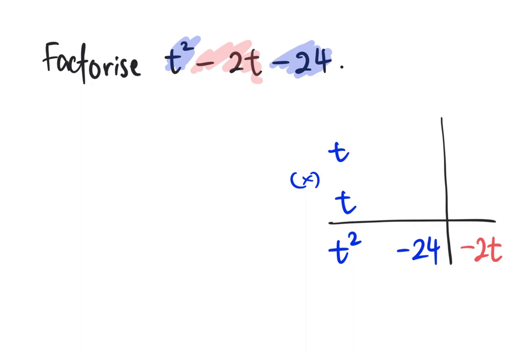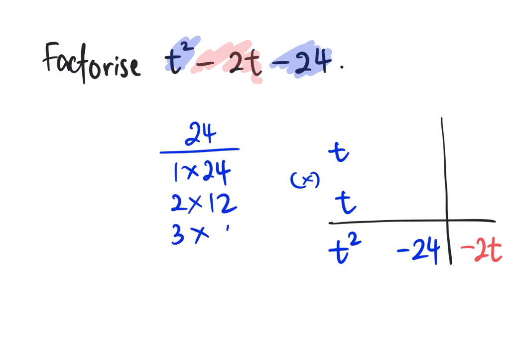As for 24, now Mr. Tan is going to list out all the factors of 24. And out of these 4 pairs, which pair, if I plus or minus, will give me a 2? Very good. 6 and 4. Because 6 minus 4 or 4 minus 6 will give me a 2 somehow. So that's what I'm going to choose.